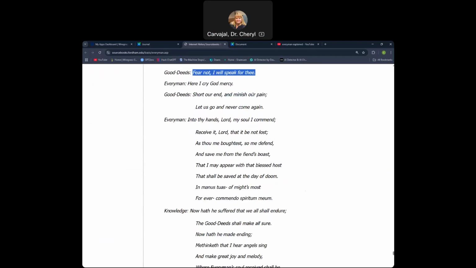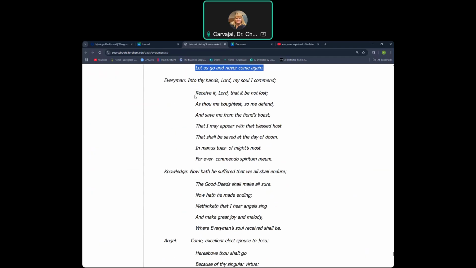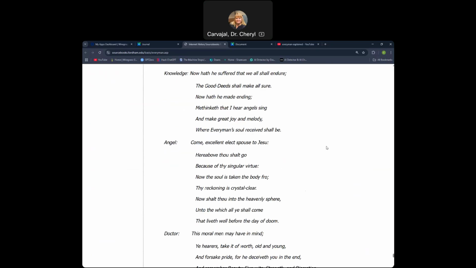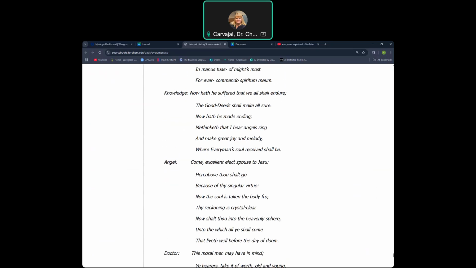And so she says, let's go. Let us go and never come again. And he prays to God one more time. He says, please save me from Satan, and hopefully I can get to heaven. And Knowledge says, commendo spiritum meum.